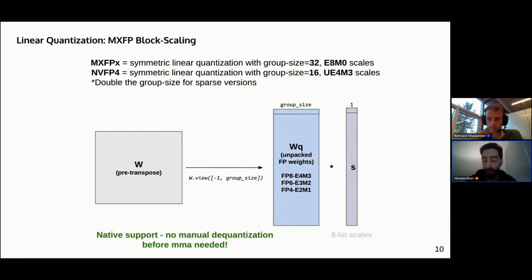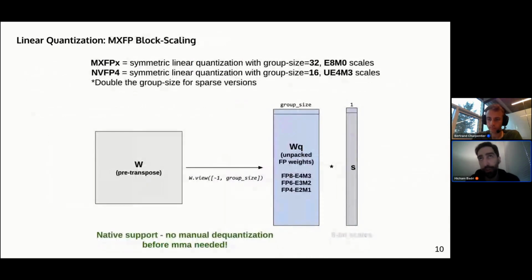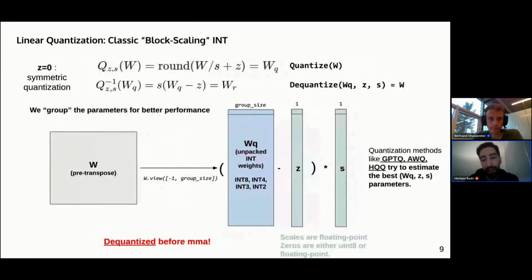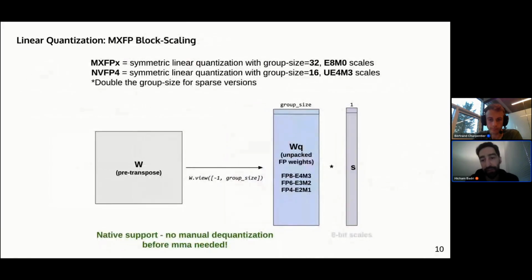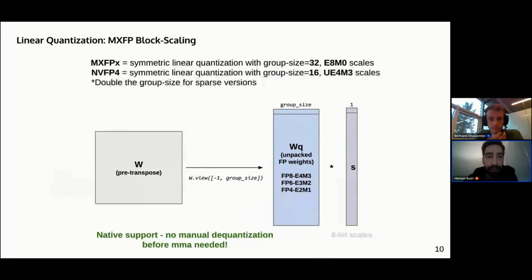If you compare both, they are very similar. The grouping logic is also very similar. It's just that before we had integer quantization, and here we have floating point quantization, and it's symmetric, so there's no zero point, and the scales are 8-bit scales. While in the regular quantization, we use floating point, like FP16, bfloat16, or even float32, for the zeros and the scales.